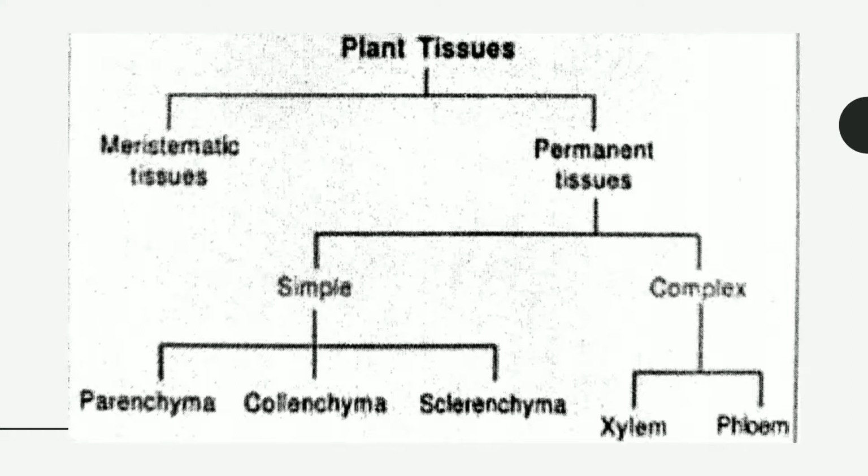The next is the complex permanent tissue. This complex permanent tissue is further divided into two main parts. First is the xylem and second is the phloem.